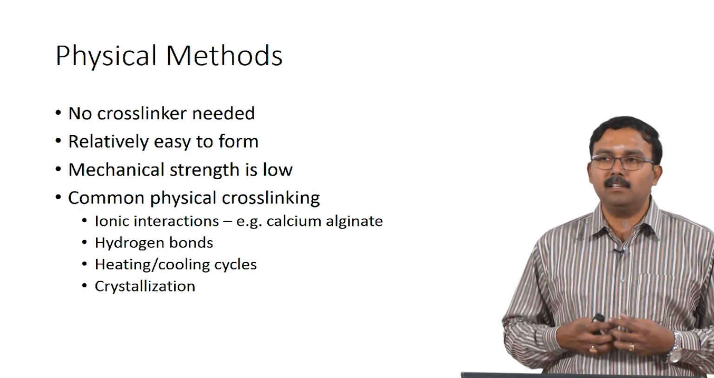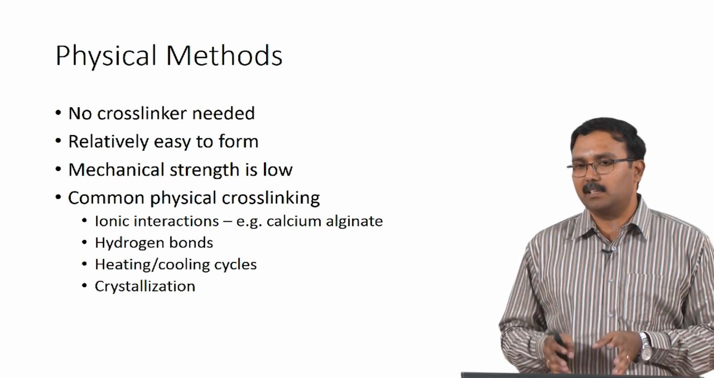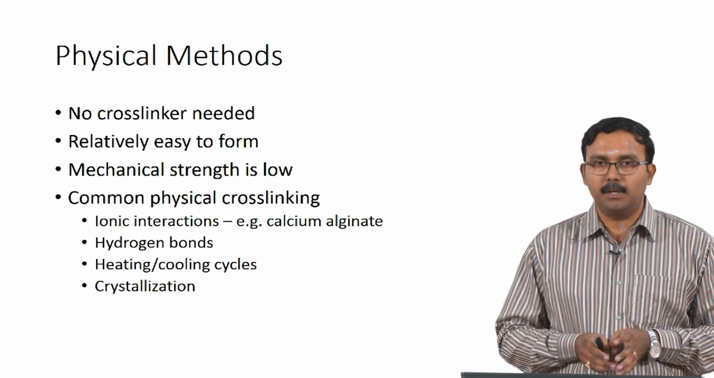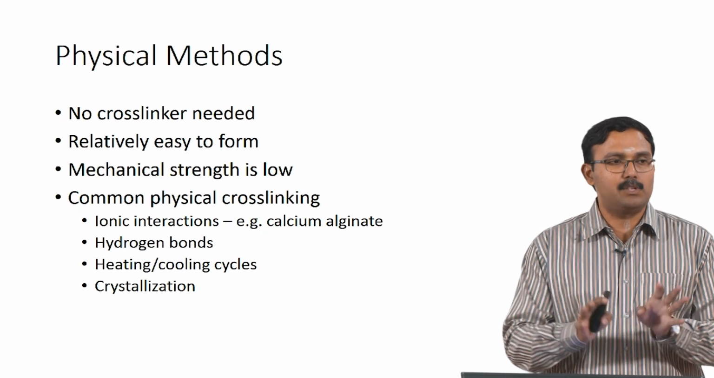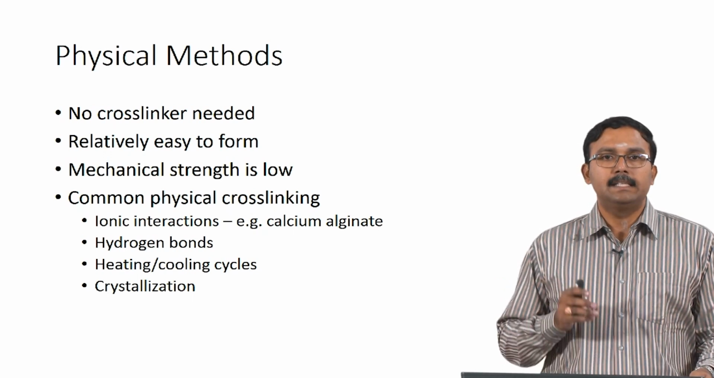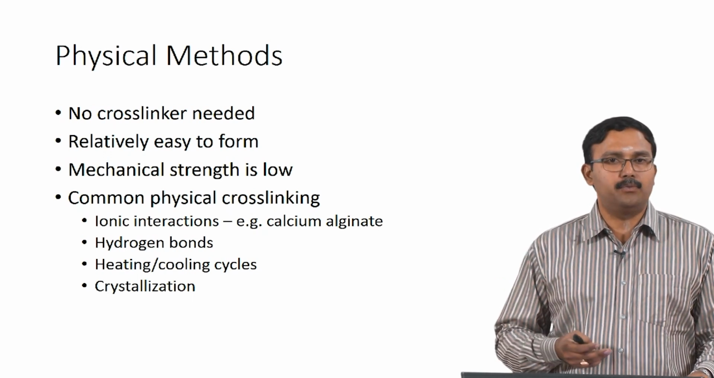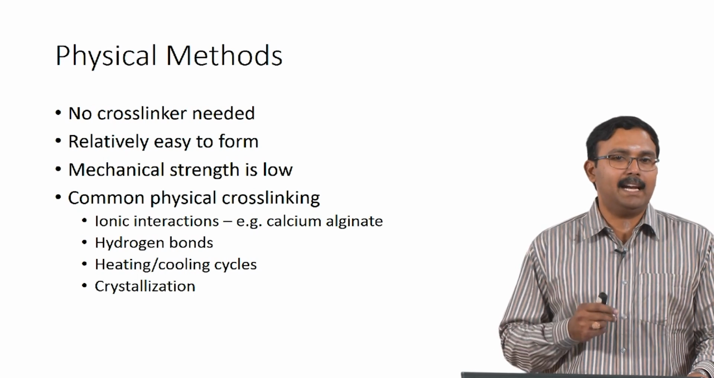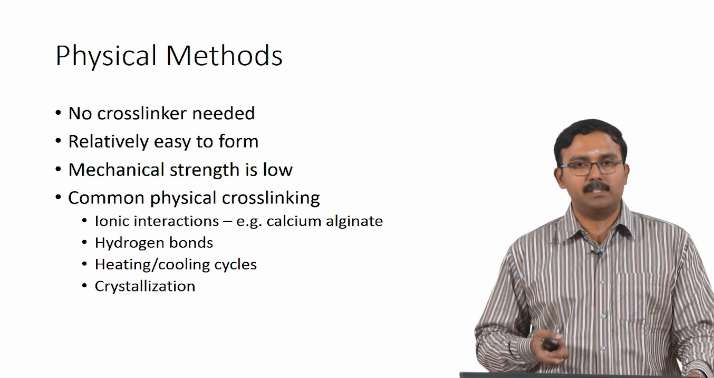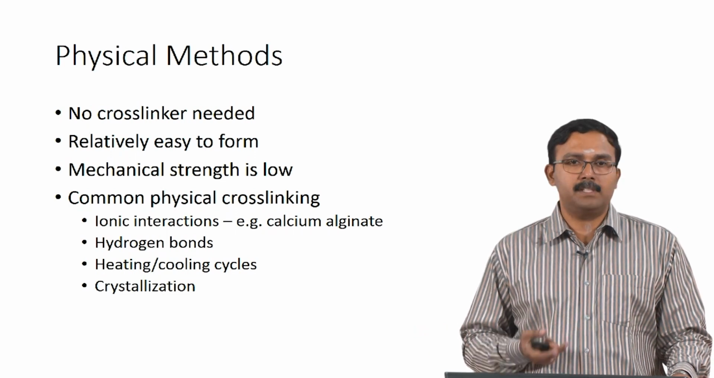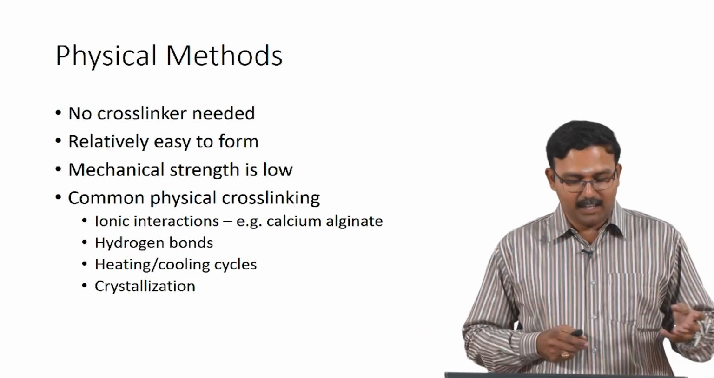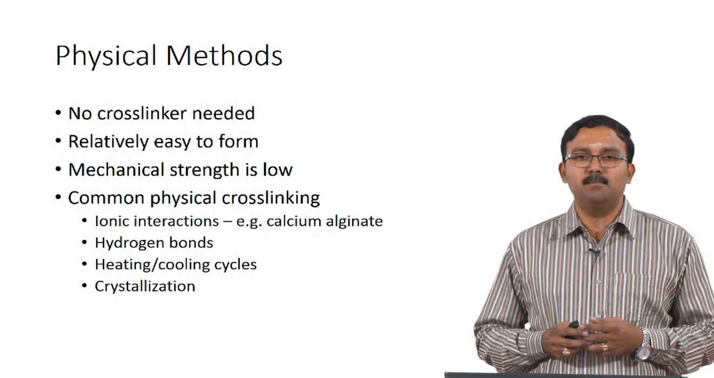So, physical cross linking does not require this cross linker, which makes it very safe that way. You know for sure that the material you are using is the only thing which you are putting inside the body. It is also relatively easy to form. However, the mechanical strength is low for most physical cross linking, because these are just weak interactions. The common physical cross linkings which are used are ionic interactions and hydrogen bonds.